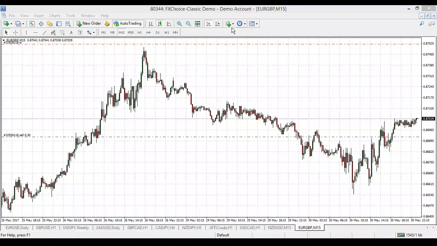It's called the MetaTrader 4. Where the business is happening is called the MetaTrader 4.